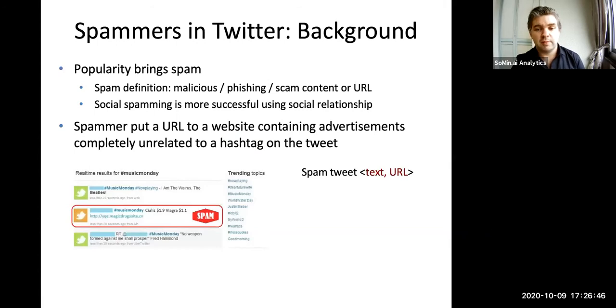So spam is malicious, phishing, or scam content or URLs. And of course, spam gets more successful when it starts leveraging the social relationship. A scenario of this could be that a spammer puts in some URL, and behind this URL could be some advertisement or misleading content that is not related to the hashtag. The hashtag is used to make this content popular, but the actual URL behind it is not related to the hashtag. You can see an example in the picture.